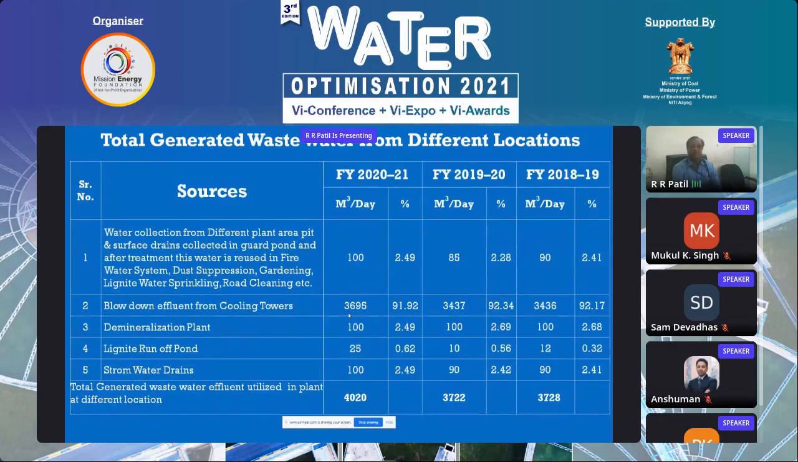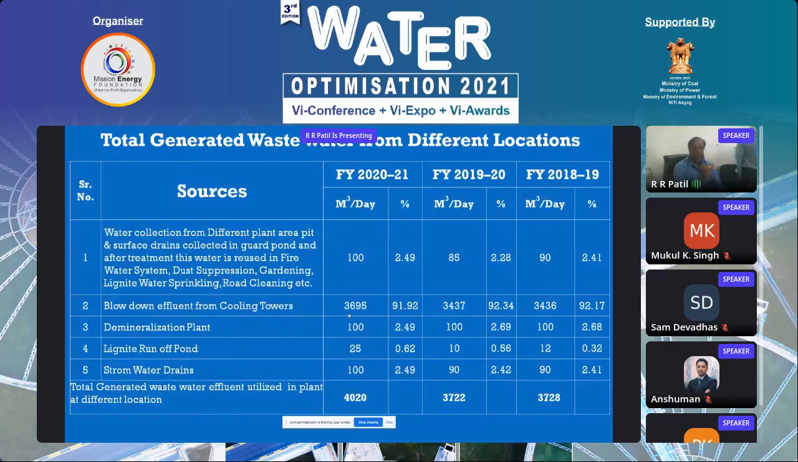Blow down effluent from the cooling towers is 3695 meter cube per day, 3437 meter cube per day in 1920, and 3436 in 1819. In the demineralization plant, we generate effluent of about 100 meter cube per day, and the lignite runoff pond system is 25 meter cube in 2021, 10 meter cube in 1920, and 12 meter cube in 1819. Storm water drains are 100 meter cube in 2021, 19 meter cube in 1920, and 90 meter cube in 1819.